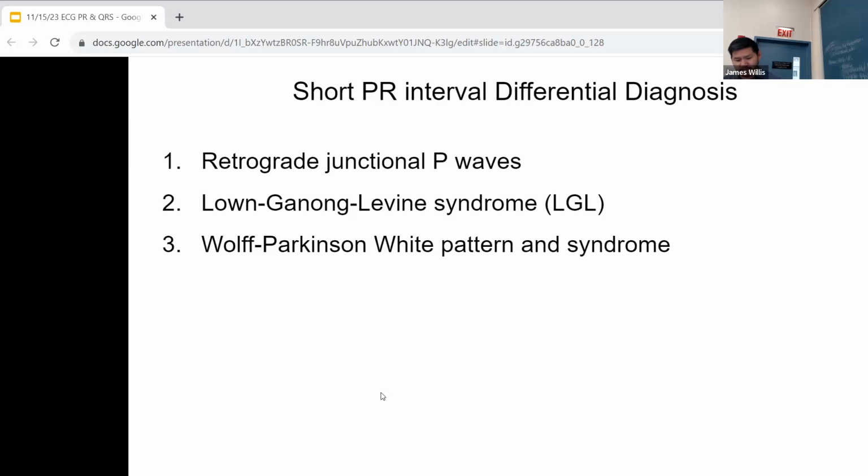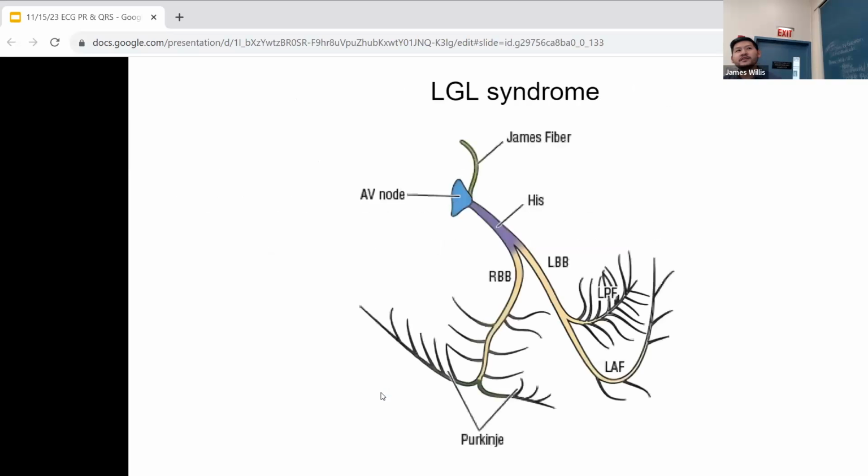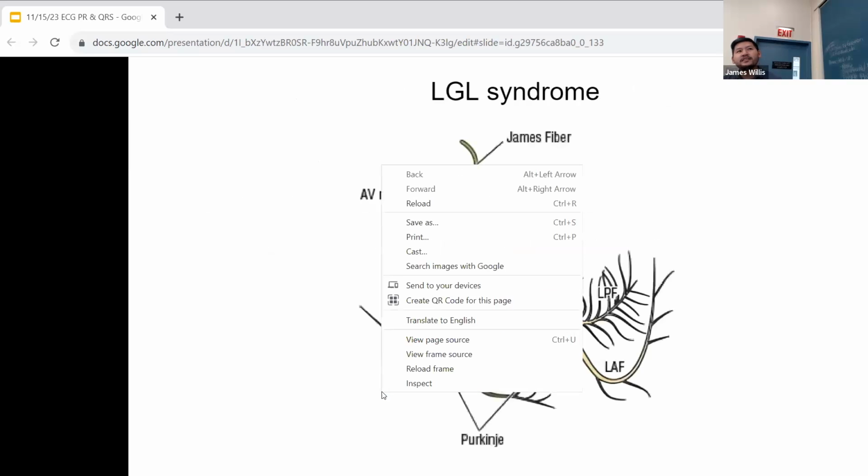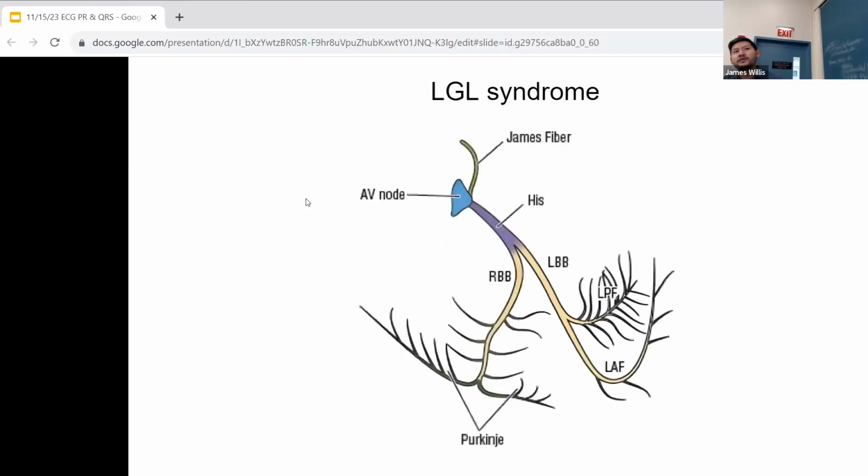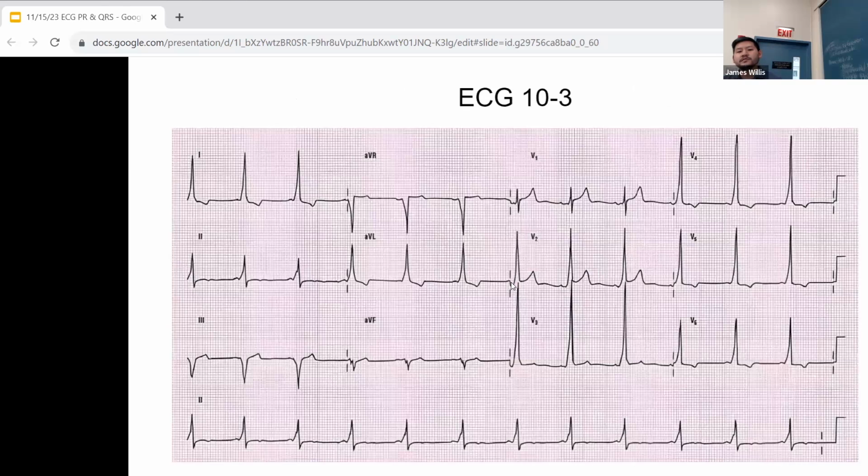Same with WPW. Not every patient with a WPW pattern has WPW syndrome. But in LGL, you have these fibers called the James fibers that bypass the upper two-thirds of the AV node. So you have a short PR, but it still conducts through the His bundle branch pathway. So the QRS complex looks normal. All right, next EKG.